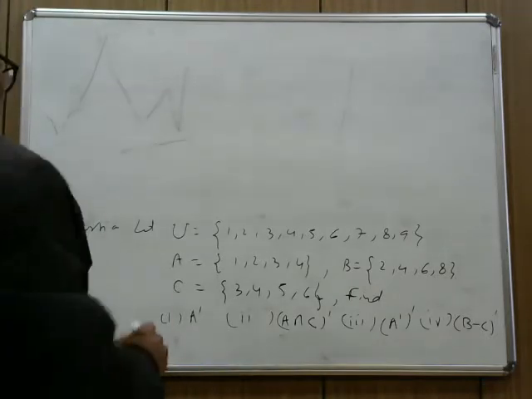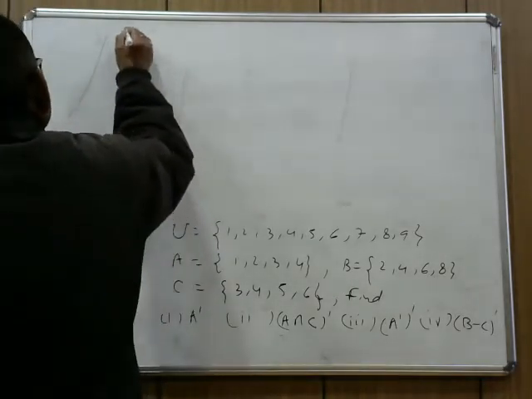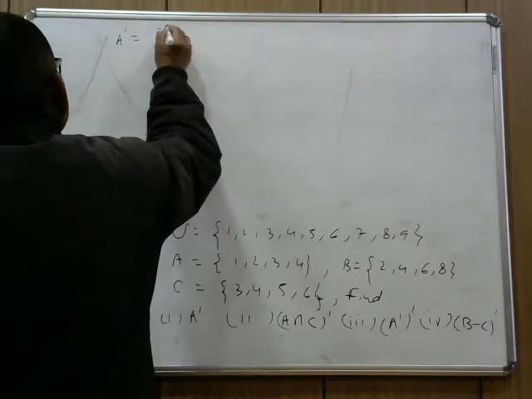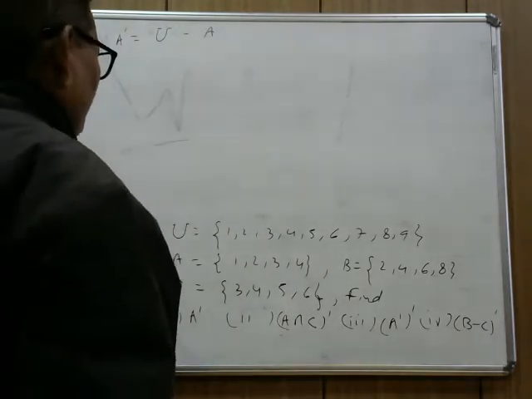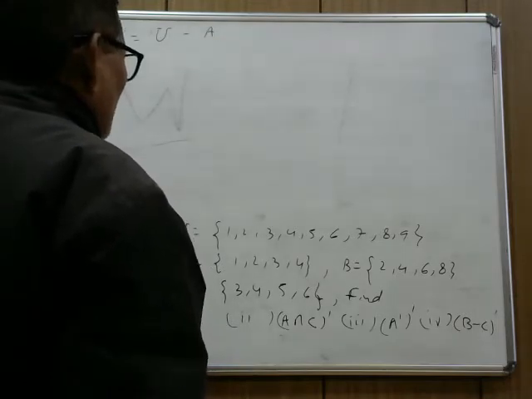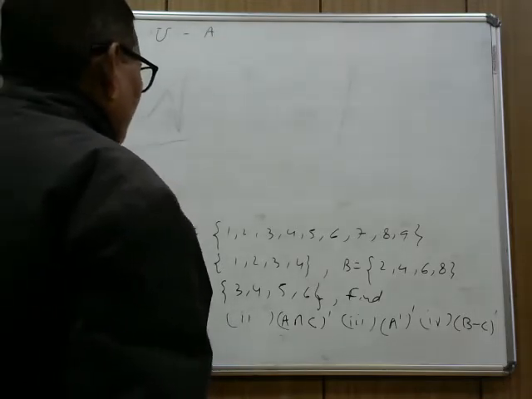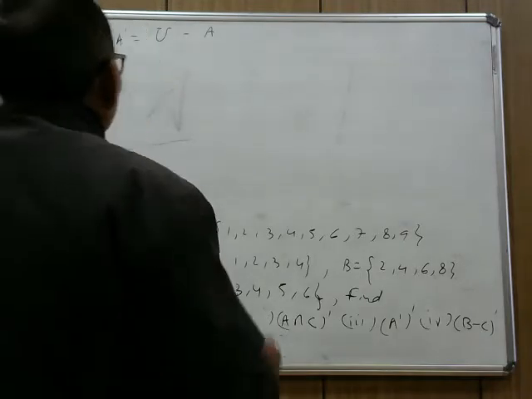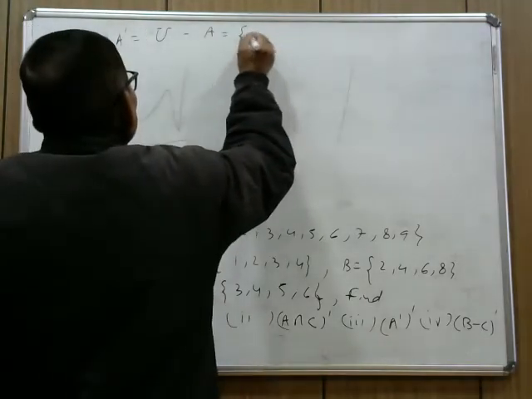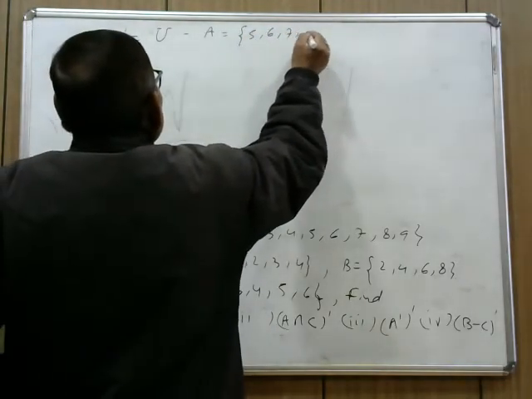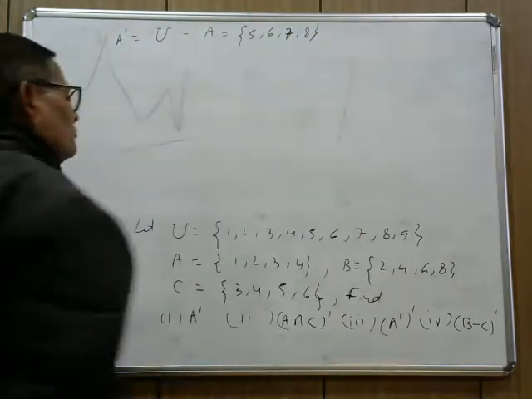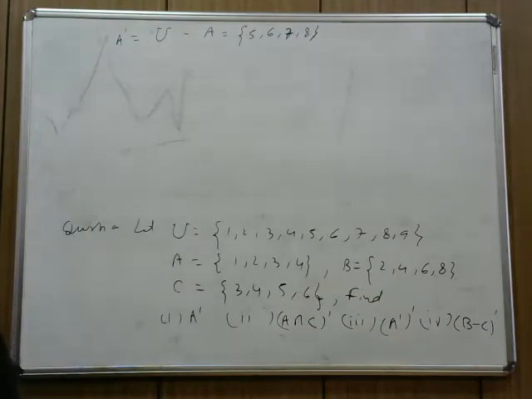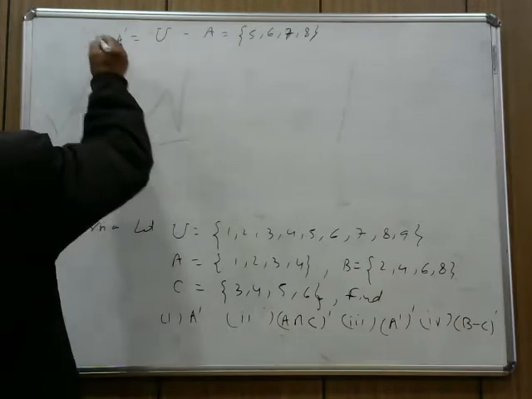Now see, A complement is defined as U minus A. Those members of U which are not members of A: 5, 6, 7, 8. That is equal to 5, 6, 7, 8. A complement consists of those members of the universal set which are not members of A. That is the member of A complement. This is the first part.